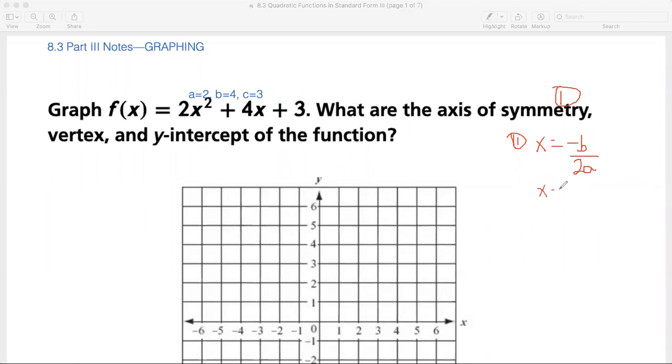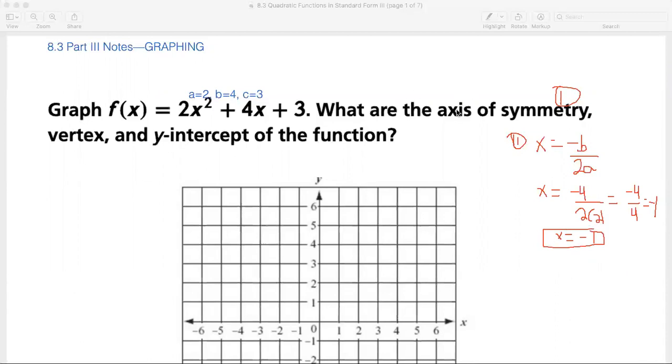So x equals negative 4, I'm simply plugging everything in, over 2 times, now a is 2. This gives me negative 4 over 4, which is negative 1. That's nice, we can work with that number. So your axis of symmetry is at negative 1. Let's hang on to that number. X equals negative 1.